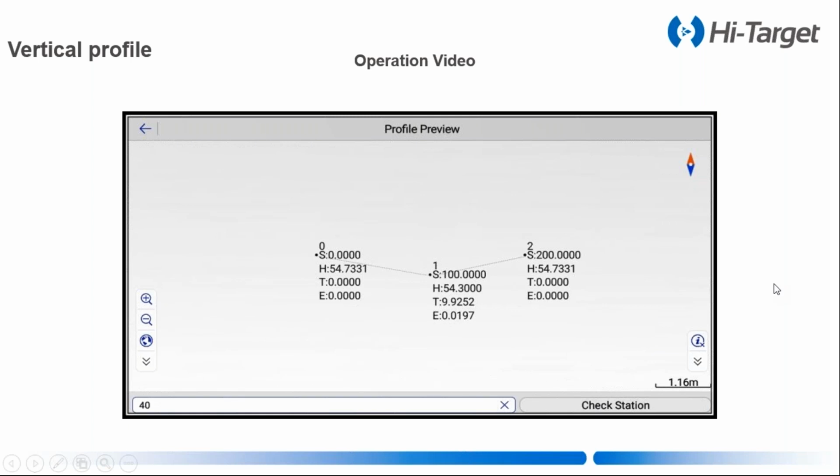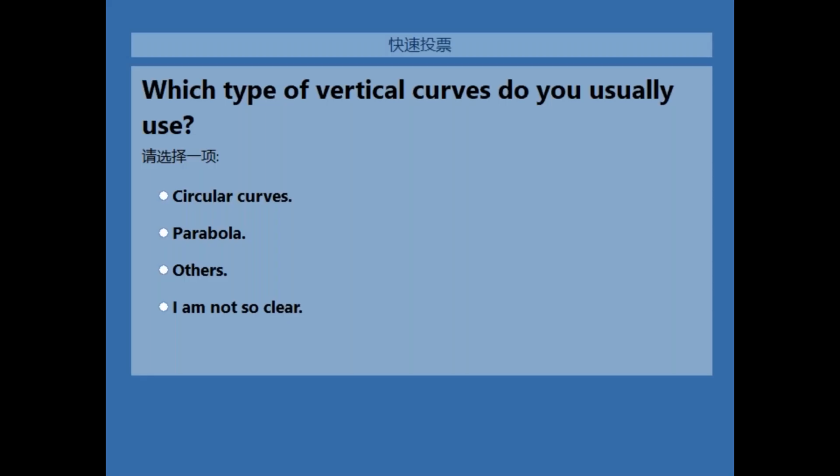And now there is another poll. Which type of vertical curves do you usually use? Circle curves, parabola, others, or I am not so clear.